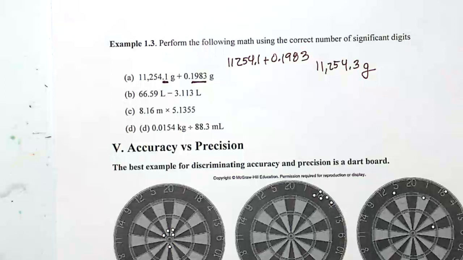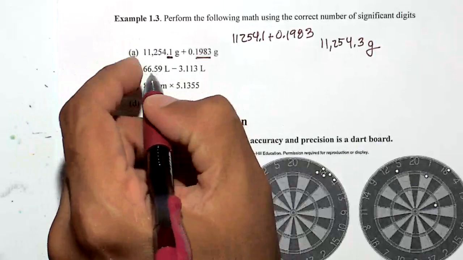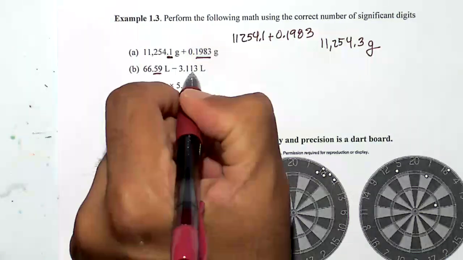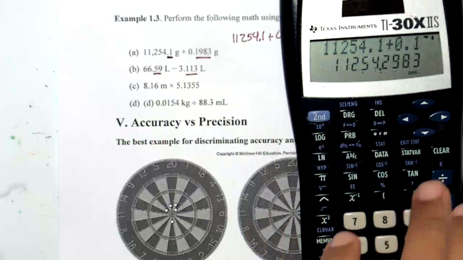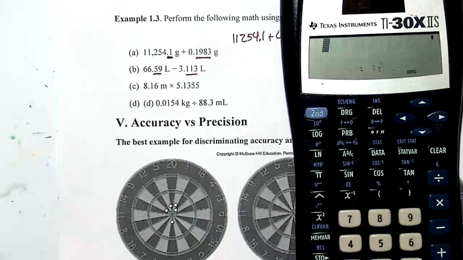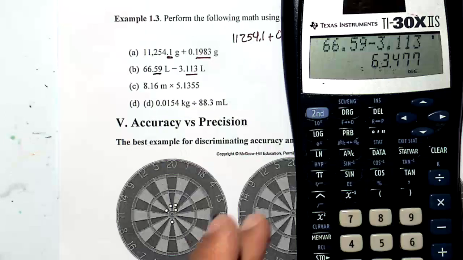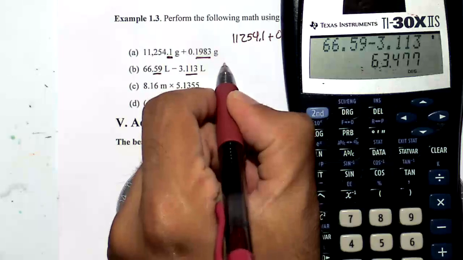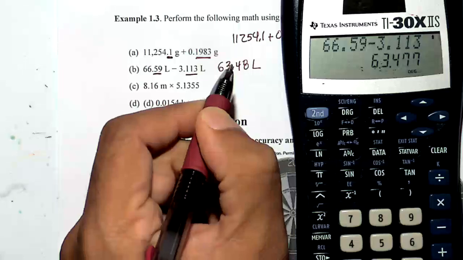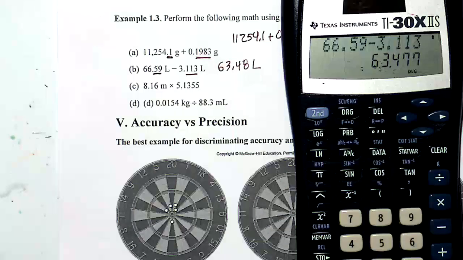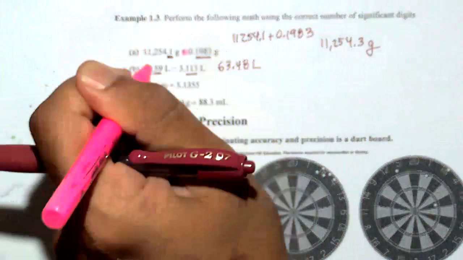Let's also try to put our units. Yes, units. All right, subtraction. This has 2 decimal places. This has 3 decimal places. Our final answer should be how many decimals? 2 decimal places. Good job. I'm going to go with 63.48 liters. That's the rule for addition and subtraction.